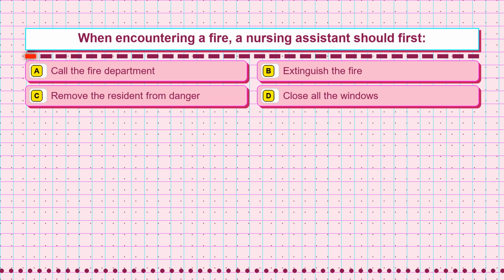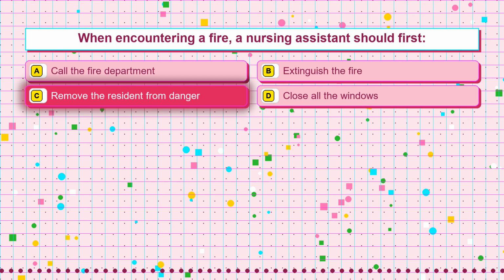Question 6. When encountering a fire, a nursing assistant should first: Option A. Call the fire department. Option B. Extinguish the fire. Option C. Remove the resident from danger. Option D. Close all the windows.